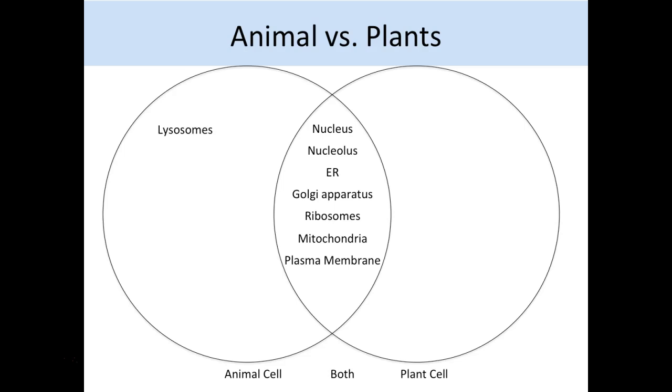Specific to animal cells are lysosomes, centrioles, and certain structures that aid in movement, like flagellum, and small vacuoles. Plant cells have a cell wall. They have chloroplast for photosynthesis. And instead of many small vacuoles, they have one central vacuole.